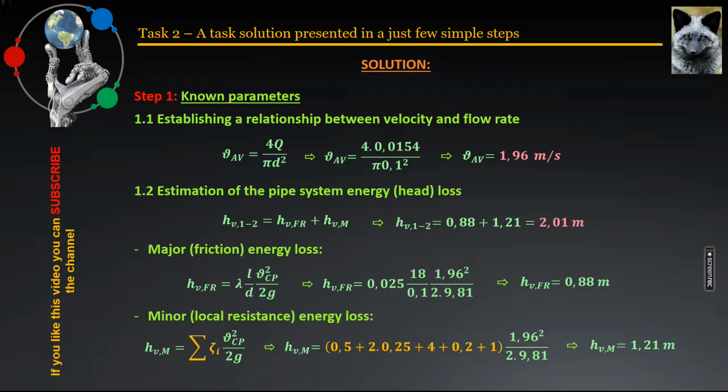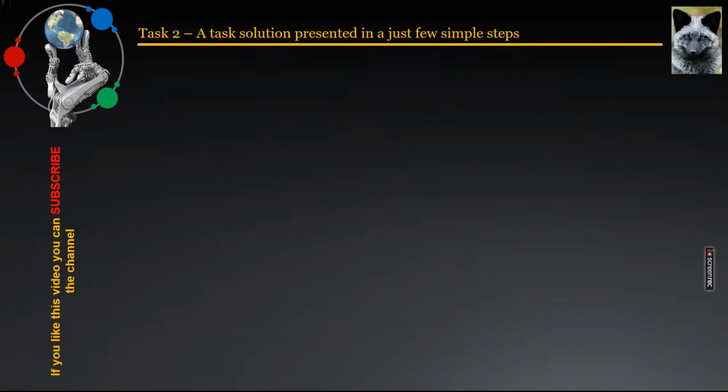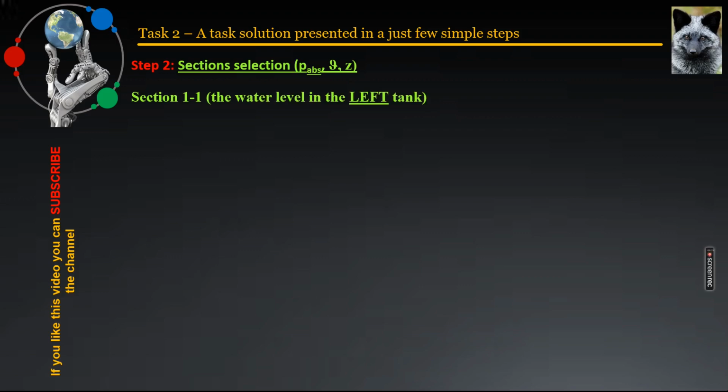Step 1, I remind you one more time, is expressed in correctly selecting two sections for which the Bernoulli equation, in the case of a real fluid, is to be further applied. In order not to waste time, trace the two ends of the height h, which will automatically take you to the places where they should be selected. In this case, this would be section 1.1, the water level in the left tank, and section 2.2, the water level in the right tank.